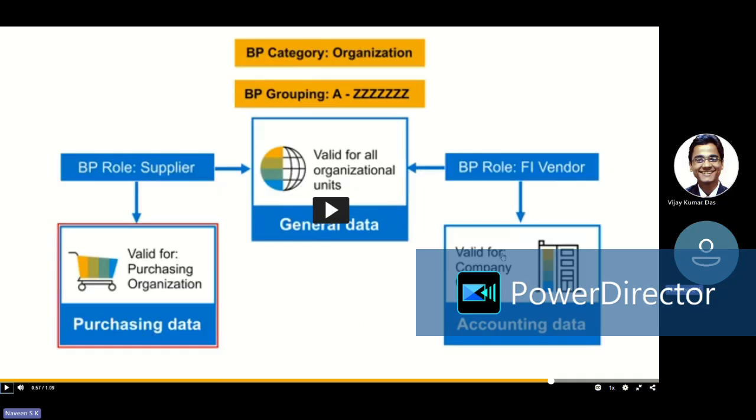Then we also have company code data. Here we enter the reconciliation account, bank data. So those come under accounting data. So these are the three levels in which the BP or supplier master data will be maintained: general data, purchasing data, and accounting data. Accounting data will be at company code level. Purchasing data will be at purchase organization level. General data will always be at client level.